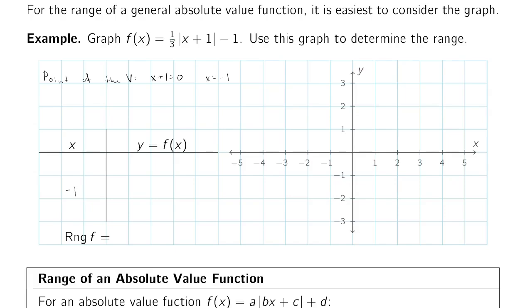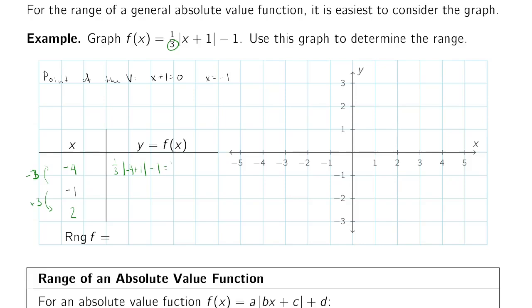Then the denominator of our fraction is 3. So we're going to find a point to the left by subtracting 3. We're going to find a point to the right by adding 3. Negative 1 minus 3 is negative 4. Negative 1 plus 3 is positive 2. And so we'll have 1/3 absolute value of x plus 1, minus 1. And we'll plug in x is negative 4.